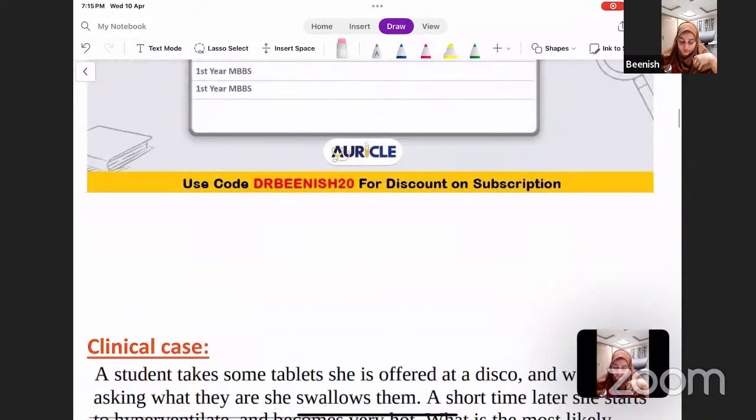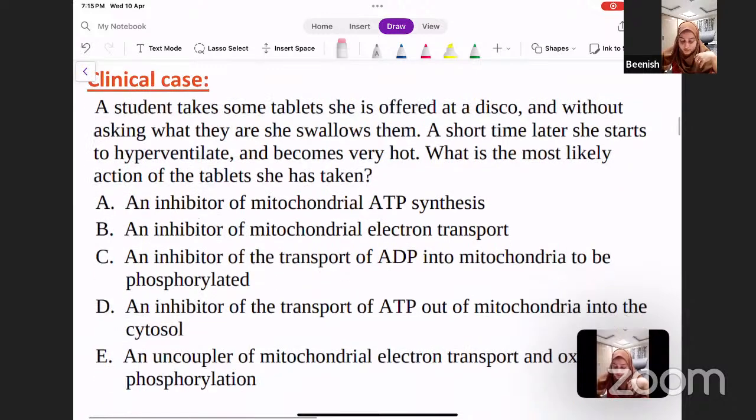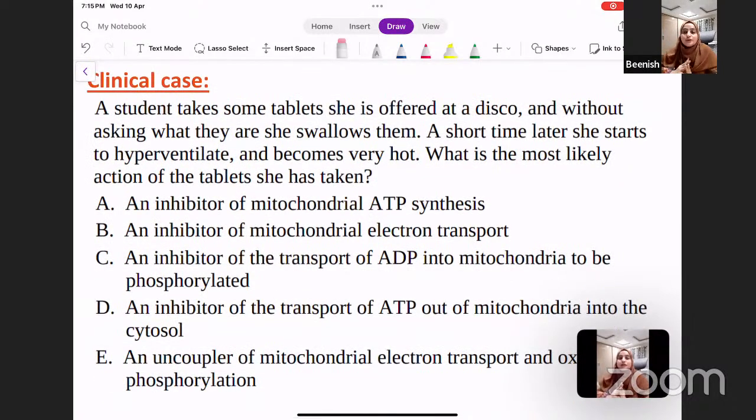Okay. So let's begin with our class, that is electron transport chain, ETC in short. Beginning with the clinical case: a student takes some tablets she's offered at a disco, and without asking what they are, she swallows them. A short time later, she starts to hyperventilate and becomes very hot. What is the most likely action of the tablet she has taken?